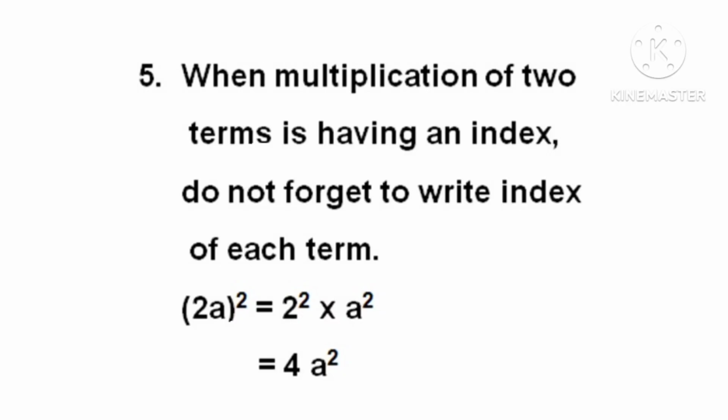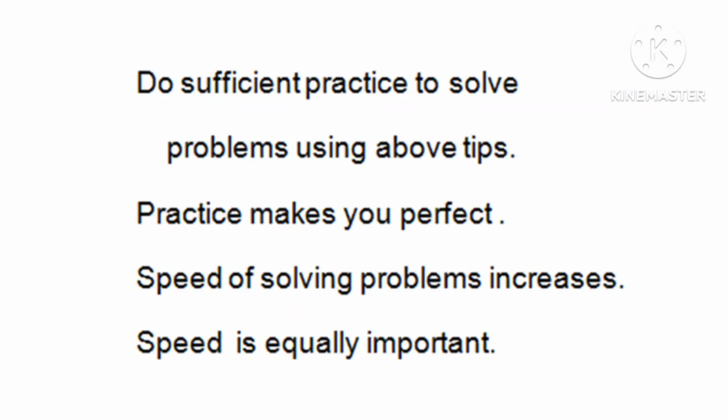5. When multiplication of two terms is having an index, do not forget to write index of each term. For example, square of 2a to be written as 4 multiplied by a square. 6. Now you have to simply add the indices with the same base and all multiplying factors. Do sufficient practice to solve problems using above tips. Practice makes you perfect. Speed of solving problems increases. Speed is equally important.